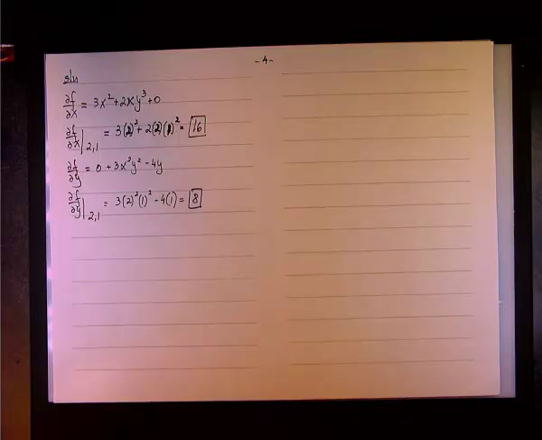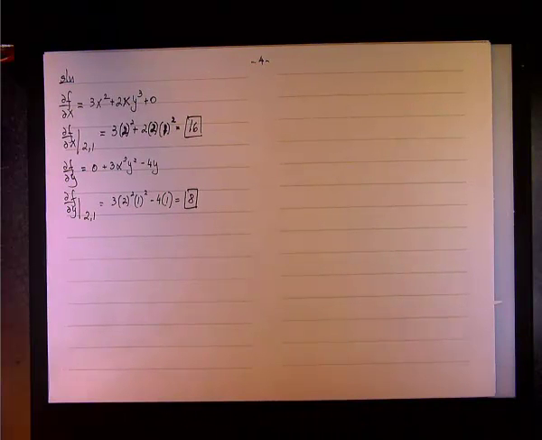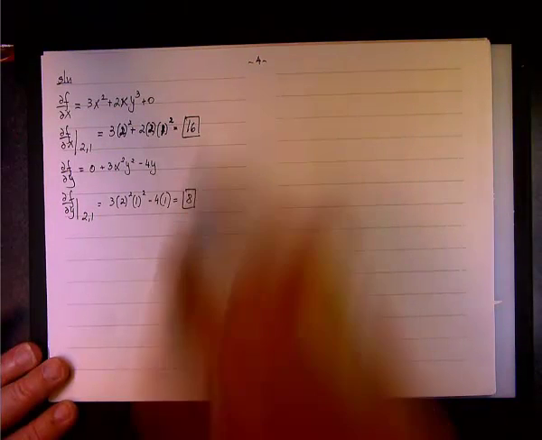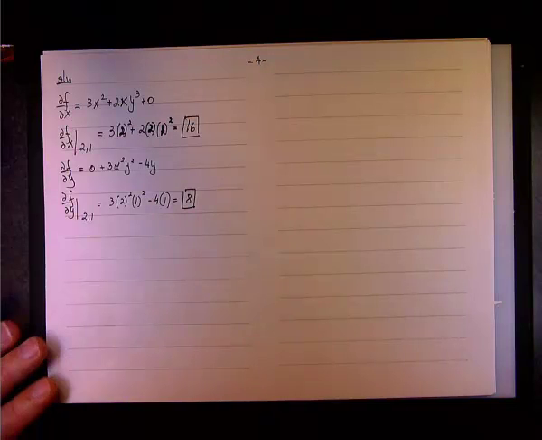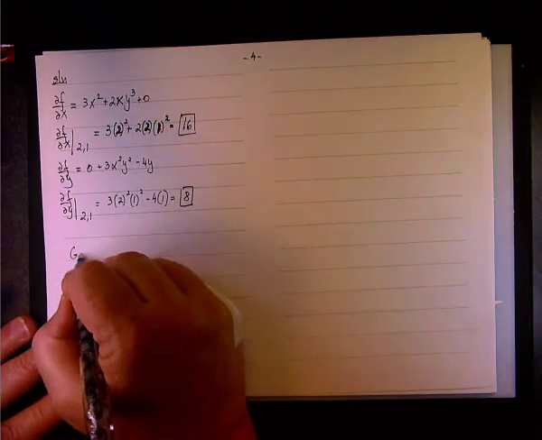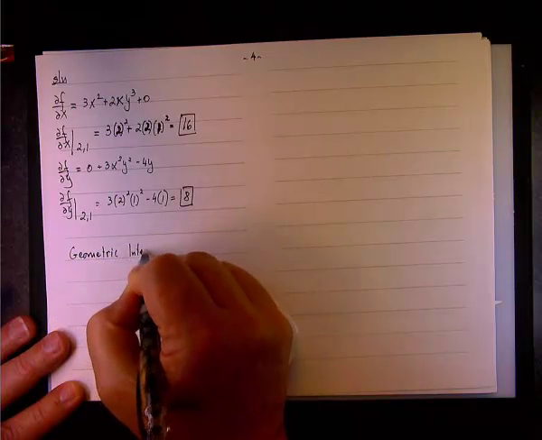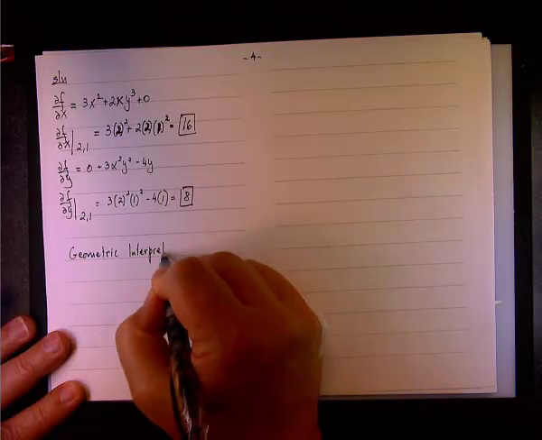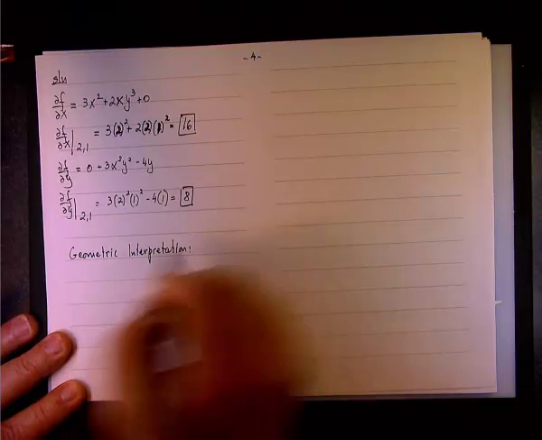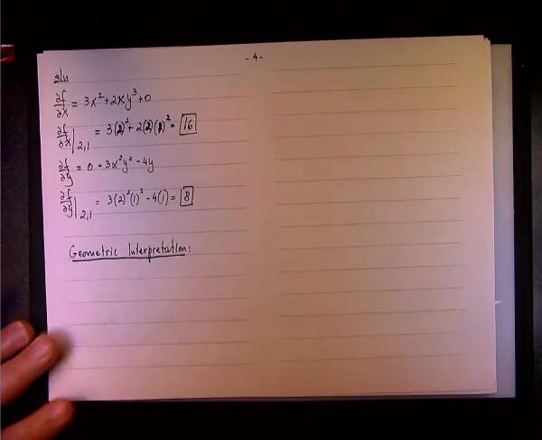Again, the interpretation is if we take that function f of x, y and we change y by a little bit, then for each unit of y, we'll have 8 units of z. And it's an increase, because both are positive. Okay? So let's talk about the geometric interpretation of the partial derivative.